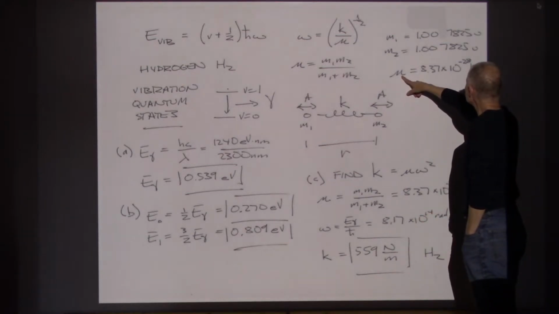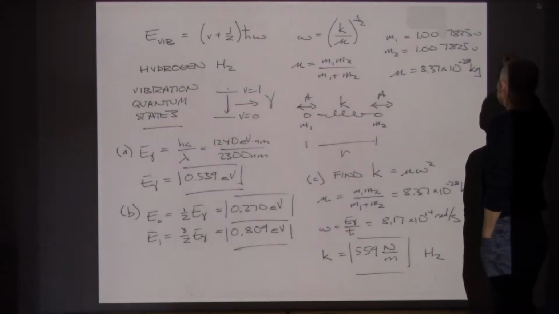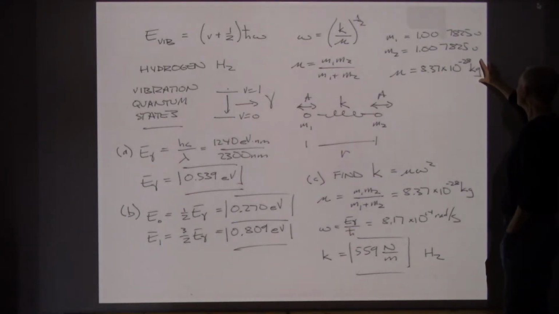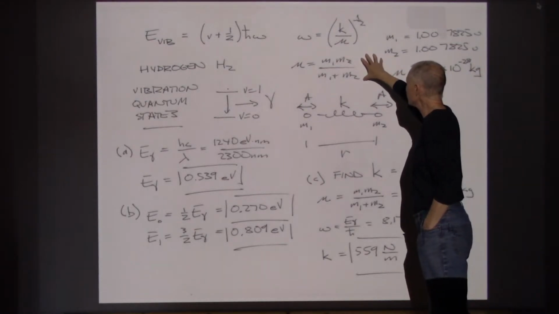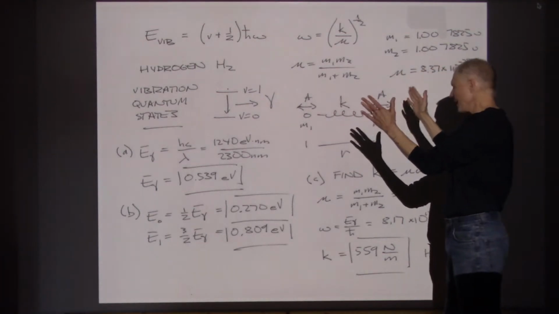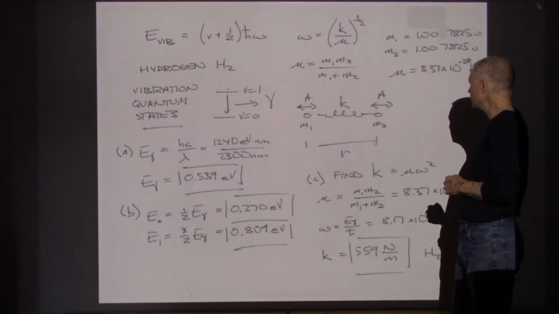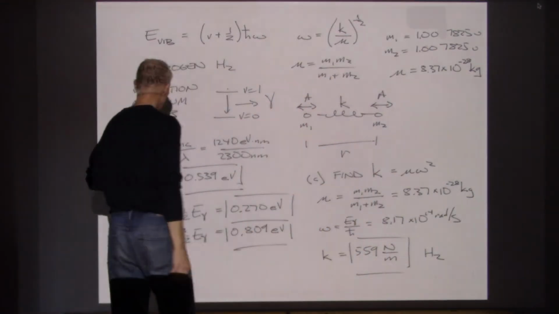So the reduced mass then, using the reduced mass formula, works out to be 8.37 times 10 to the minus 28 kilograms. So I've gone from atomic mass units to a reduced mass in kilograms. So I'm done using this formula. This is just a little reminder here that I'm getting a certain amount of amplitude of vibration taking place, and then there's a bond length present.